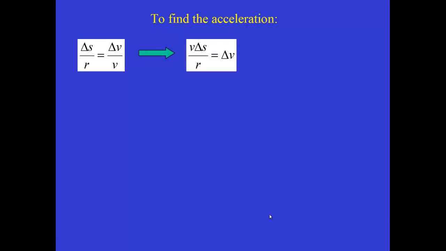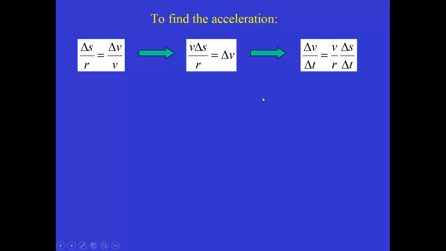What we do with that is solve for delta v. So then delta v is equal to v delta s over r. And what we will now do is divide both sides of this equation by a time interval delta t, so that we'll get how the velocity is changing as a function of time. So if we just divide both sides by delta t, delta v over delta t is equal to v over r times delta s over delta t. And these deltas are just changes.